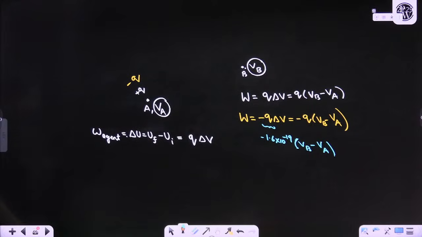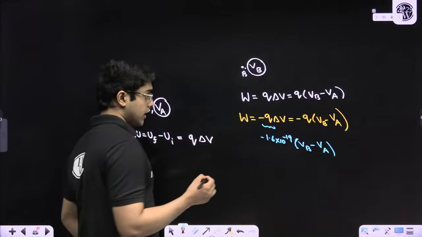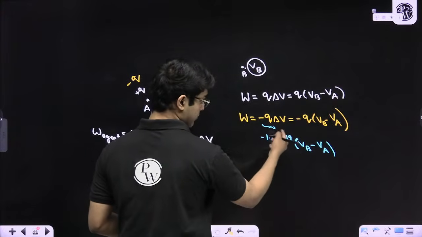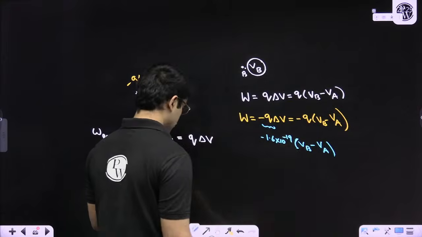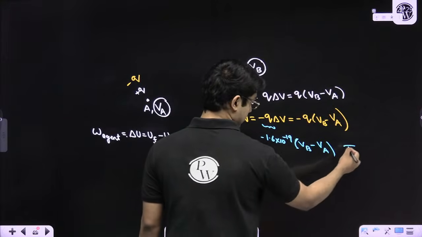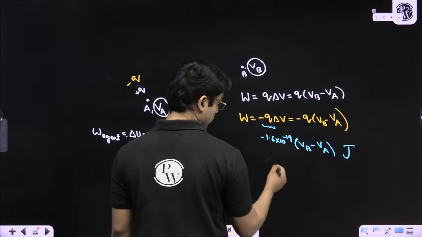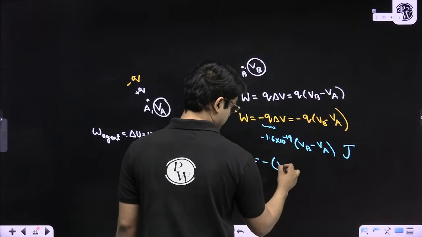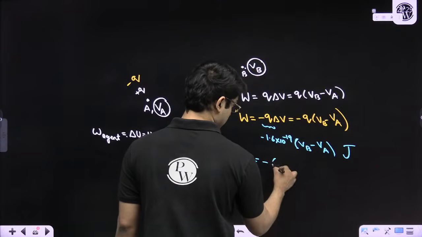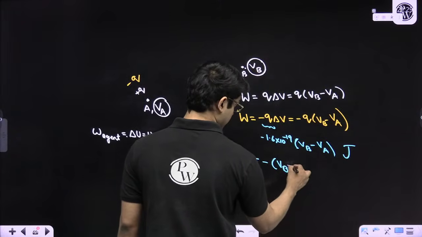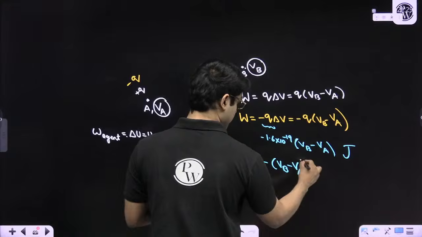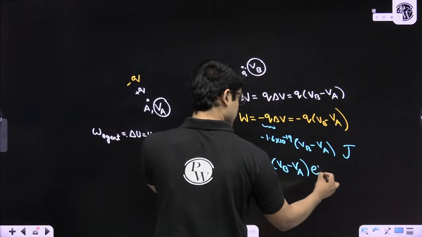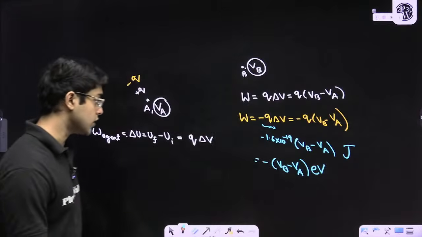Okay, so electron volt. If they are asking in electron volt, then you don't substitute this value, because if you substitute e, then you will get the answer in joules. But if electron volt is asked, just don't substitute this. It will simply be VB minus VA into e. This much electron volts.